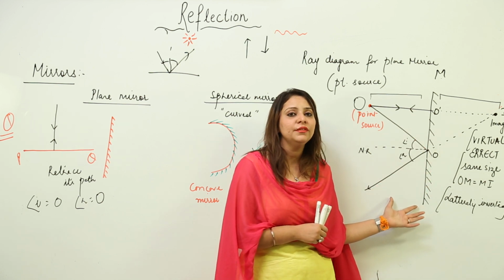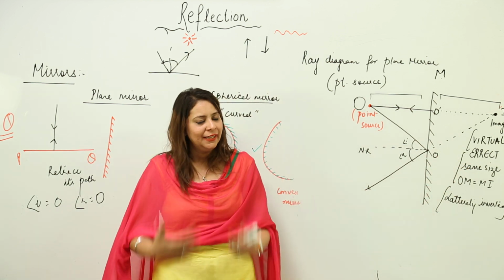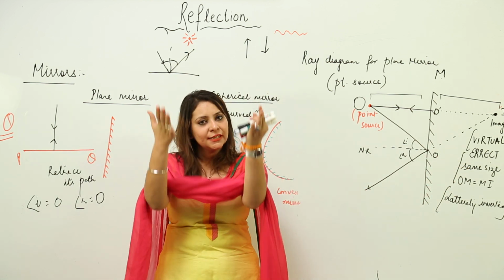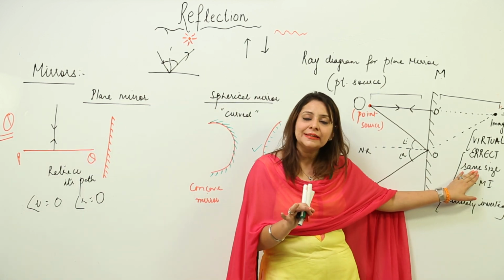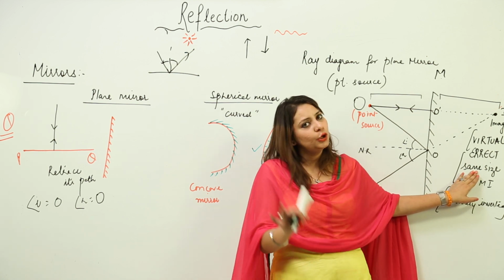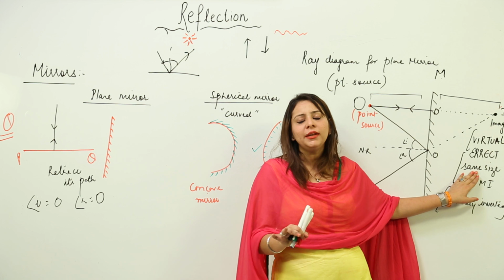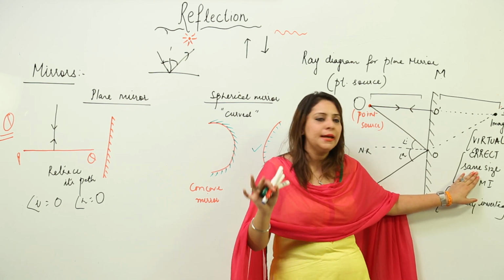What you observe in that case is that you are erect. If you are standing like this, you are going to see yourself in the same way in the mirror also. And moreover, you look the same size. Suppose if you are fat, you look fat. If you are thin, you look thin. If you are tall, you look tall. If you are dwarf, you look dwarf. So that means you look the same size.